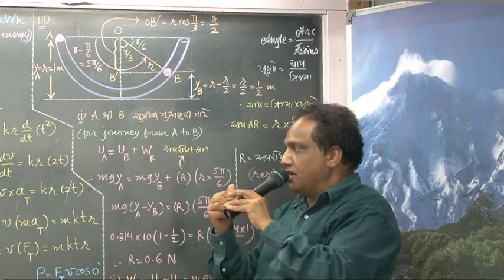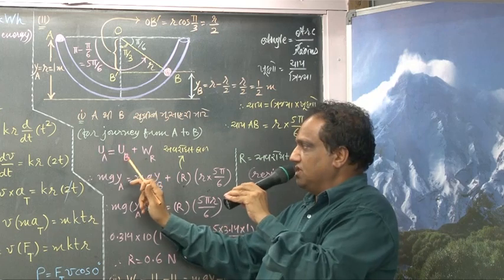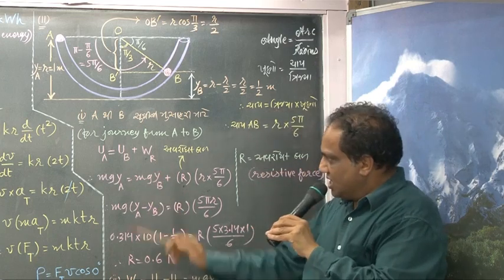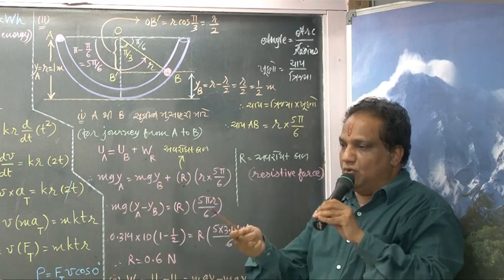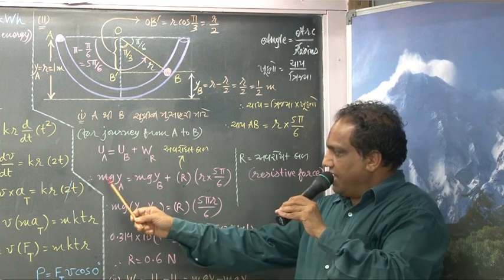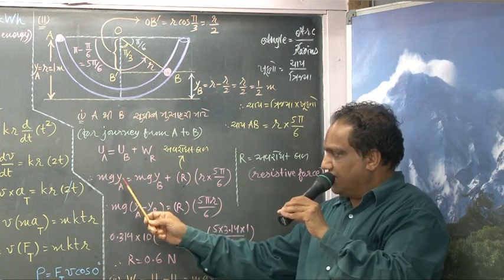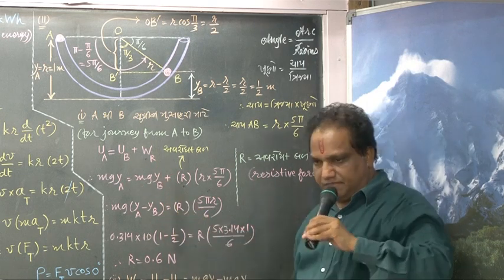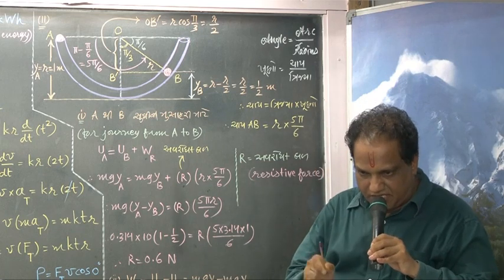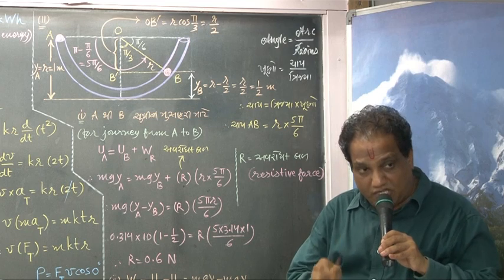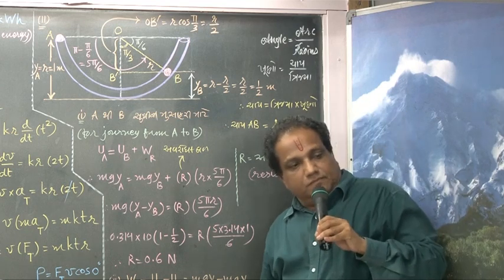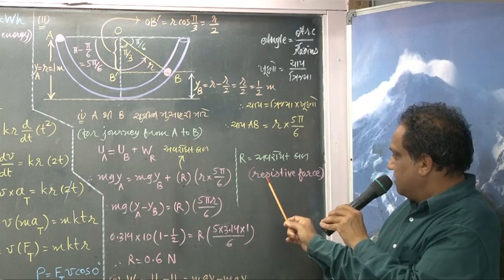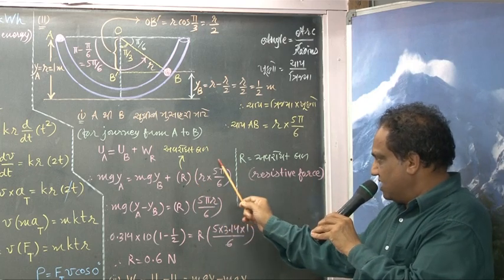According to the law of conservation of energy, potential energy at point A is equal to potential energy at point B plus work done against resistive force. Simple. What is the gravitational potential energy formula? U equals mgy. For point A, I am writing height as ya. For point B, similarly mg yb. What is work done? They have given the resistive force as constant in the statement. What is work done by a constant force? Force into displacement. Here R is the resistive force, so force into displacement.